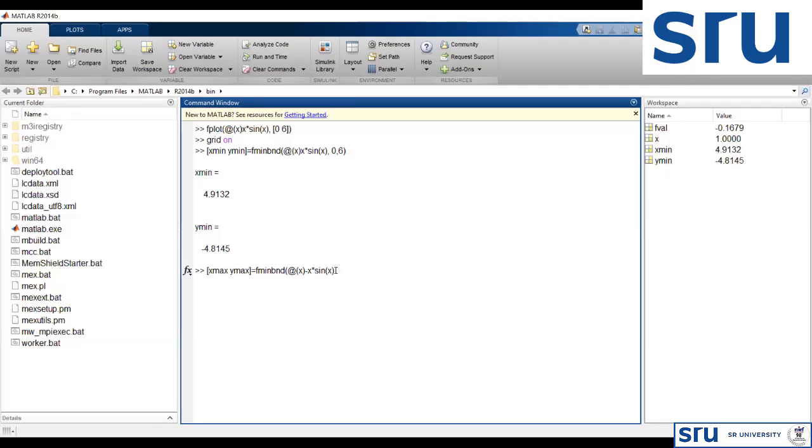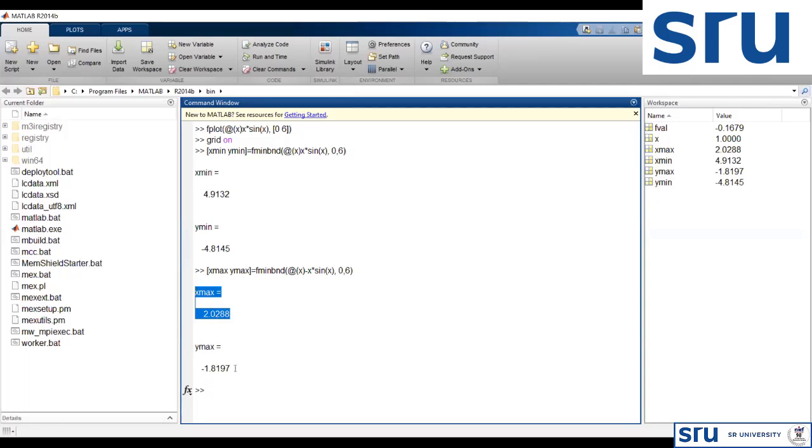Okay, now correct. This is for finding out the maximum value. Just you have to give the minus sign. So here also, in place of here, just write 0, 6. Okay, that's it. Now you got the answer, you can verify it also. Here the maximum value of x is 2.